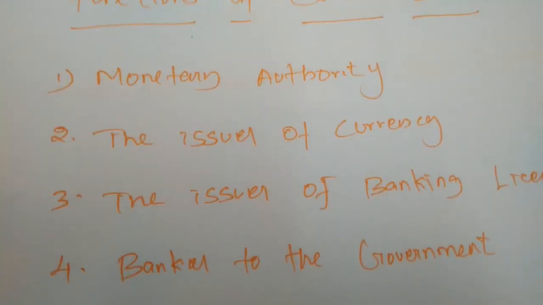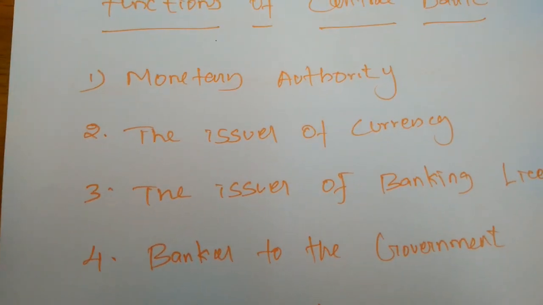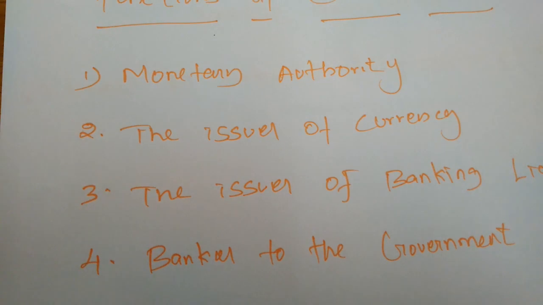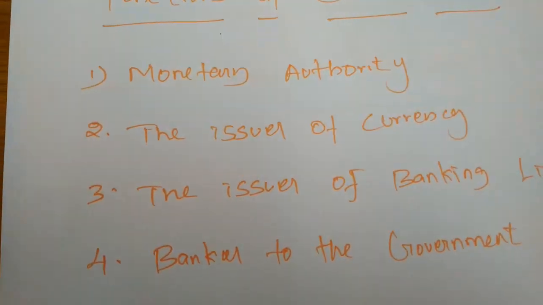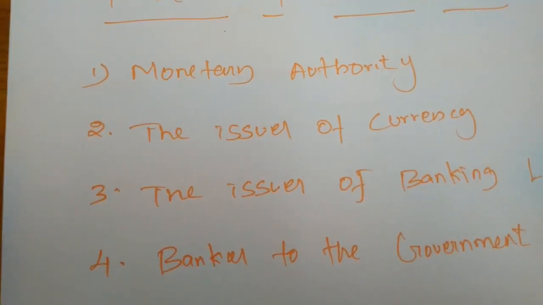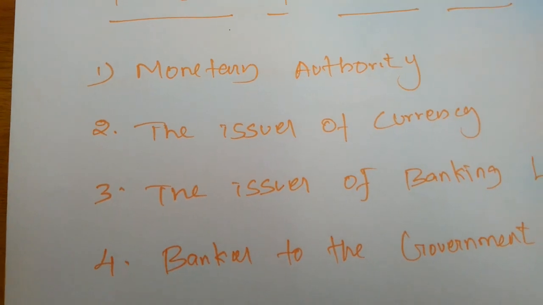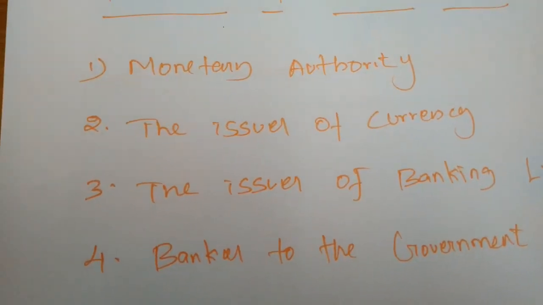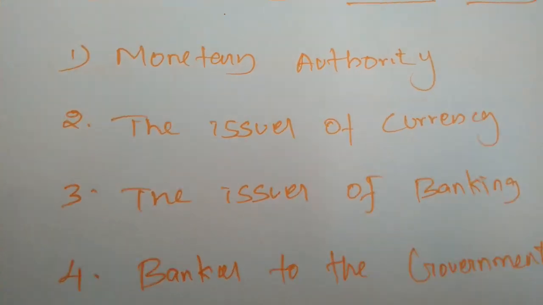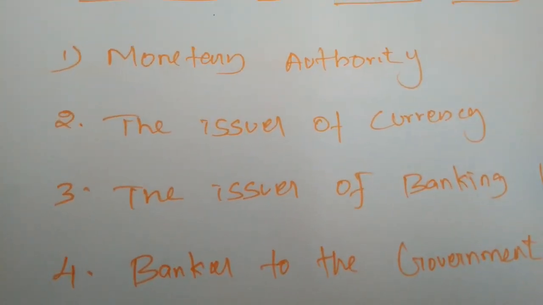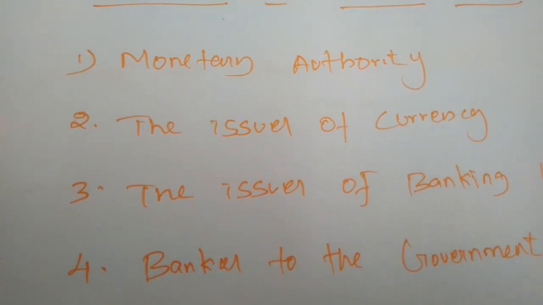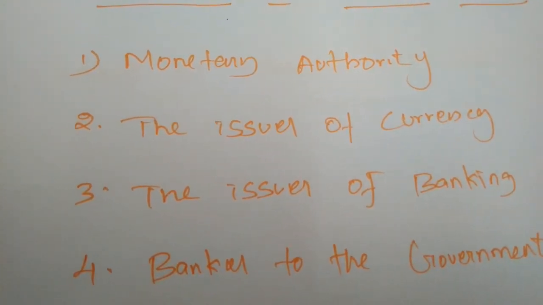Here, there is a governor. Under the guidance of the governor, all the authority decisions are issued. Osborne Smith was the first governor of the Reserve Bank of India. The Reserve Bank of India regulates all the banks in India, and it is also called the lender of last resort.